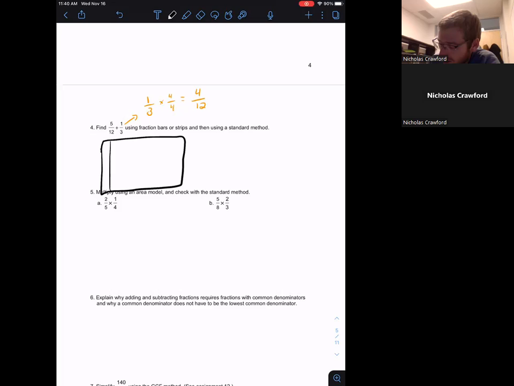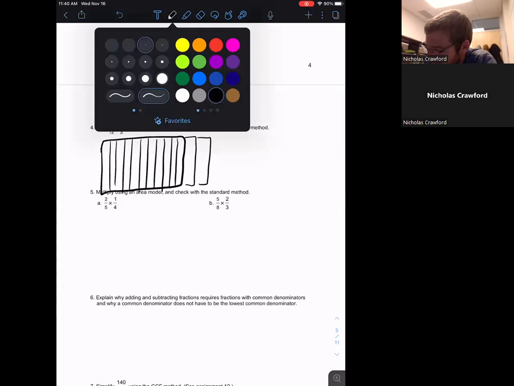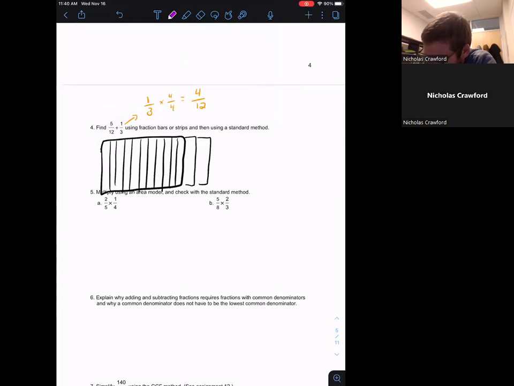So here we go. 1, 6, 7, 8, 9, 10, 11, 12. So I got 12 pieces here. So I'm going to color in 5 of them. So that's 5 of them. So I've colored in these 5, and then I'm going to color in 4 more of them.